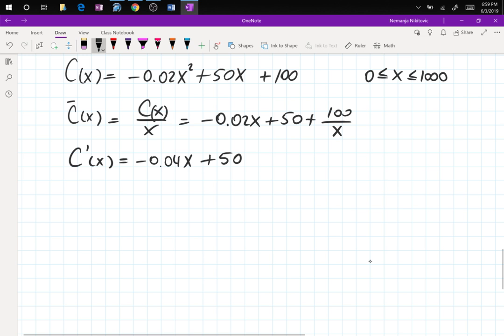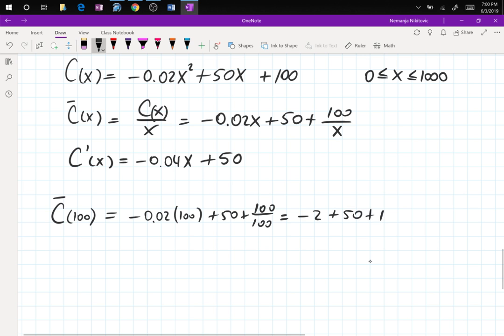The average cost to produce 100 units. Good effort. So average cost at 100 units. Well, we'll use the average cost equation. That's going to be negative 0.02 times 100 plus 50 plus 100 over 100. That's negative 2 plus 50 plus 1, which is $49 per unit.